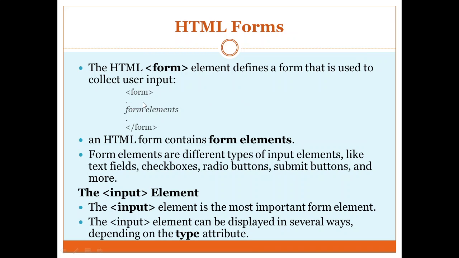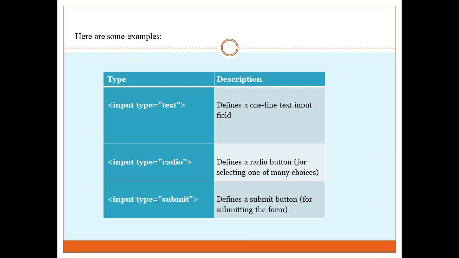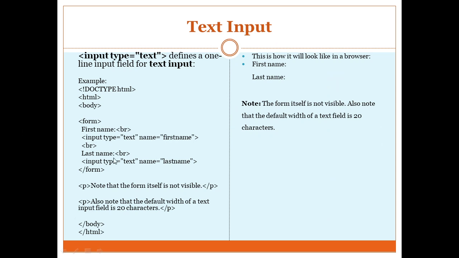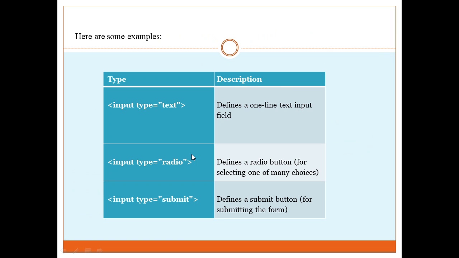These form elements are nothing but the input elements, and an HTML form contains input elements like text fields, checkboxes, radio buttons, submit buttons, and much more. These input elements are the most important elements of a form. Inputs can be displayed in several ways depending on the type attribute. Here are some examples of the type attribute.